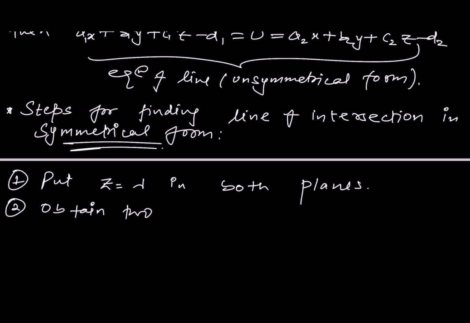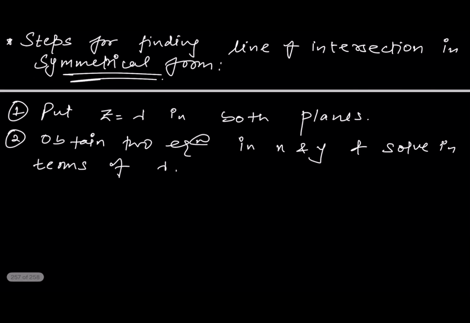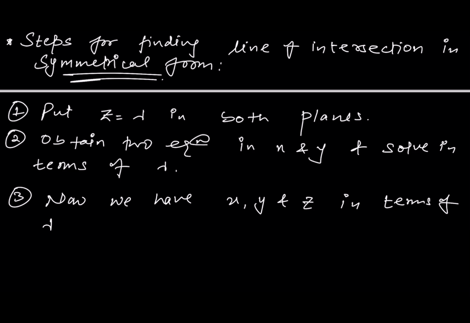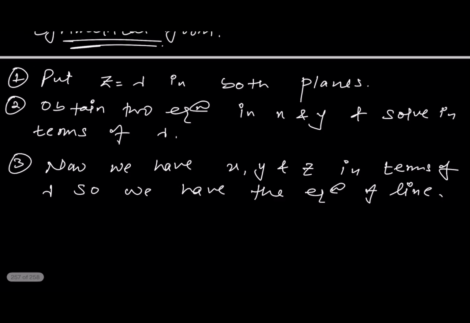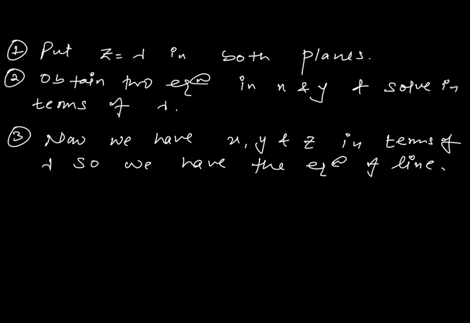Two equations in x and y, and then solve in terms of lambda, right? So now we have x, y and z in terms of lambda. So we have the equation of line, right? Let us consider an example. Let us take an example.